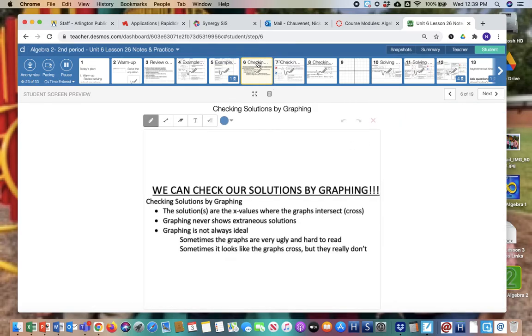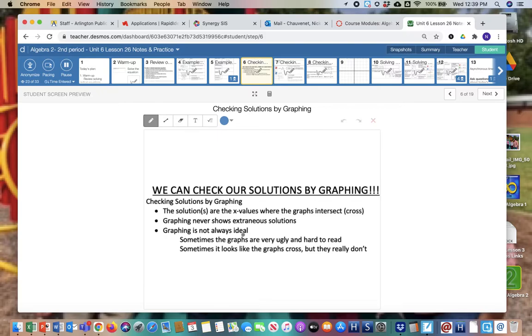So now from here, let's show how we can check these by graphing. So we can check our solutions by graphing. How do we do this? Well, we're going to graph the one side, the left side, we're going to write y equals, and whatever's on the left side of the equal sign. Then we're going to write y equals, and whatever's on the right-hand side of the equal sign. And then what we're going to do is look for where they cross. Okay? It won't show any extraneous solutions. So if you get a solution you think is correct, but then you graph it and it doesn't cross at that x value, it's an extraneous solution.